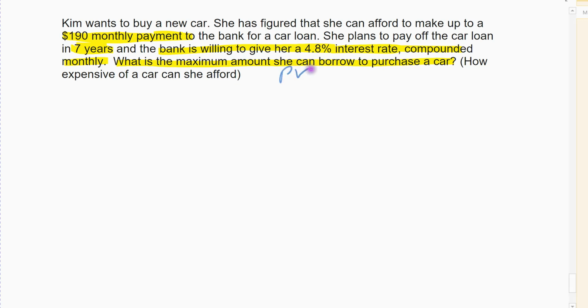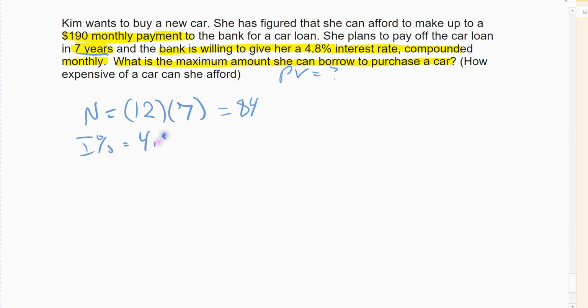And so we're figuring out the present value, right? How big of a loan can she have? Right? And compounding period, so 12 times 7, right? It's for 7 years, which is a bit longer. Most loans for cars go 5 years. Right, so we have a 7-year loan for the car, which is 84 months, 84 payments.